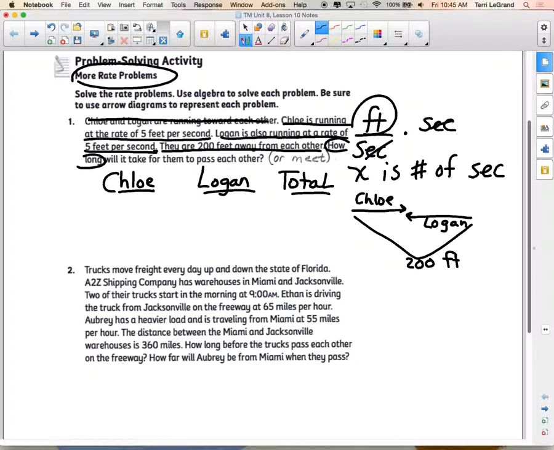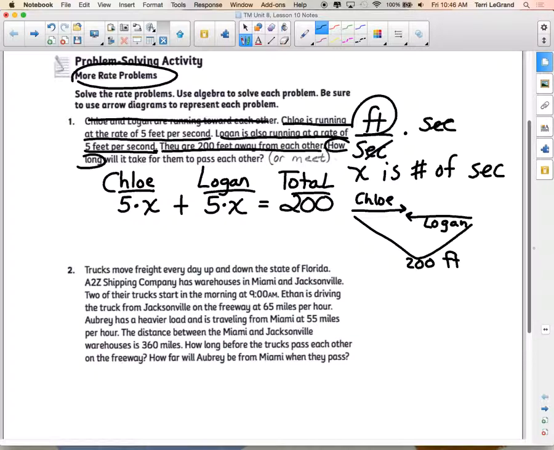5 times x for Chloe, okay. Plus 5 times x for Logan, okay. Should equal the 200, okay. What do you think, class? Think that's what we can do? Yeah. Because what does 5 times x represent again? What should we get out of that multiplication problem?